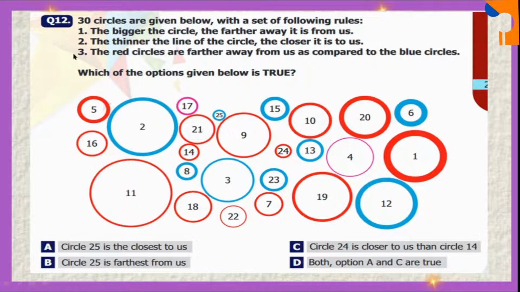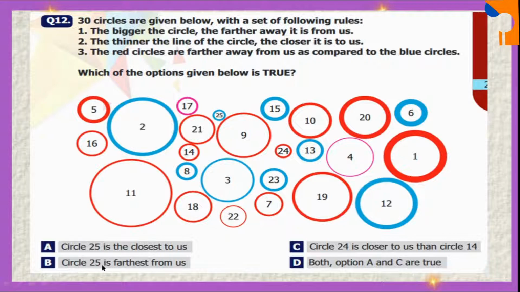And according to rule number 2, the thinner the line of the circle, the closer it is to us. The lining of circle 25 is normal. It's not too much thick or thin. And the third rule is the red circles are farther away as compared to the blue ones. So blue ones are closer to us as compared to the red ones. So yes, we can consider this option as our answer, but let's check other options as well.